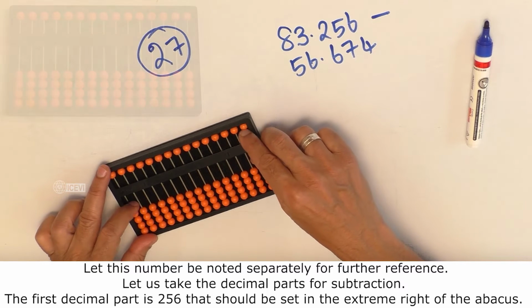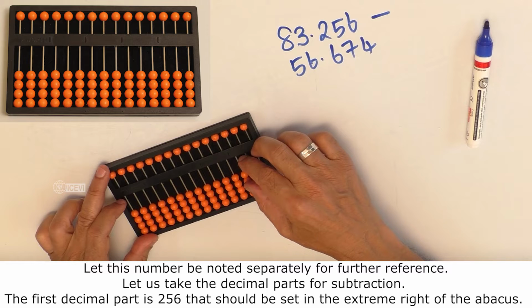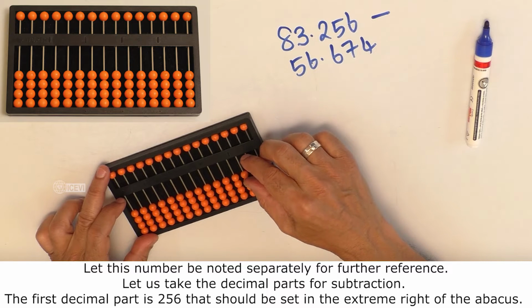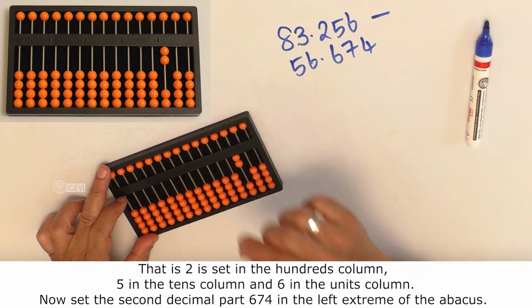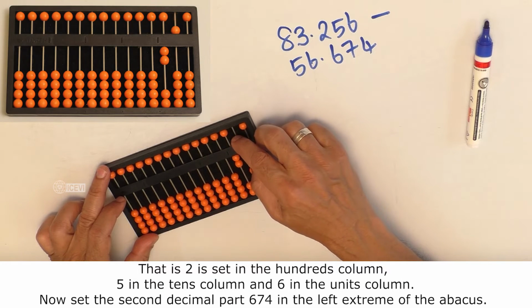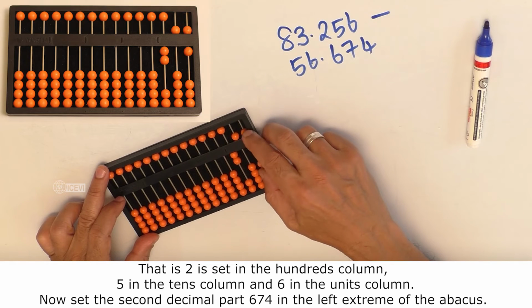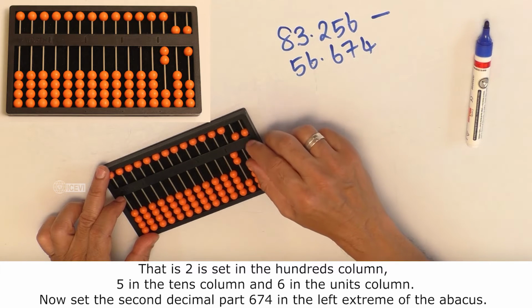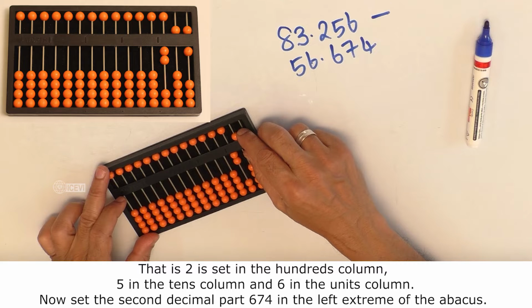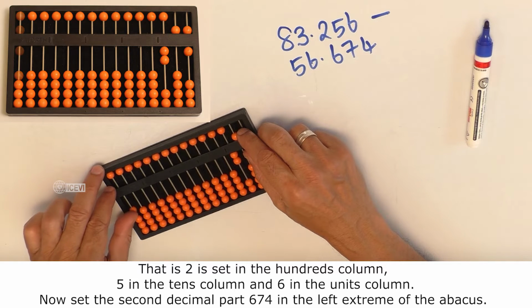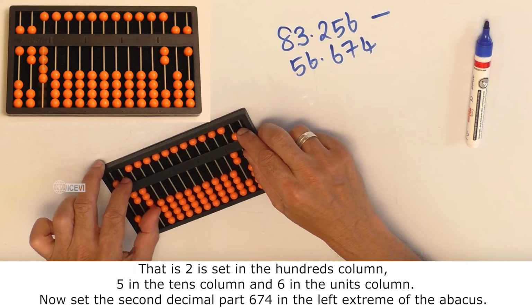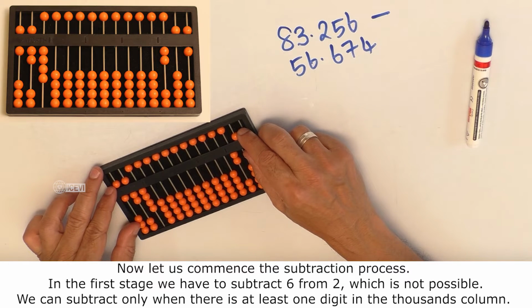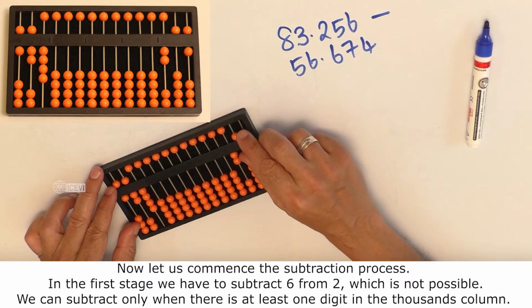Now, the first decimal part is 256. That should be set in the extreme right of the abacus. That is, 2 is set in the hundreds column, 5 in the tens column, and 6 in the units column. Now set the second decimal part, that is 674, in the left extreme of the abacus. Now let us commence the subtraction process.